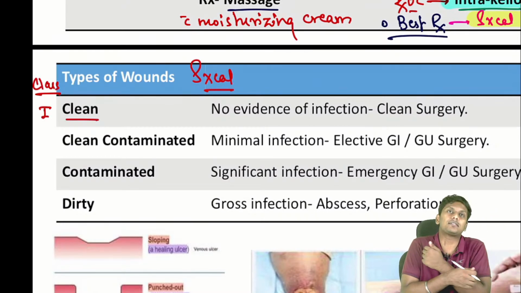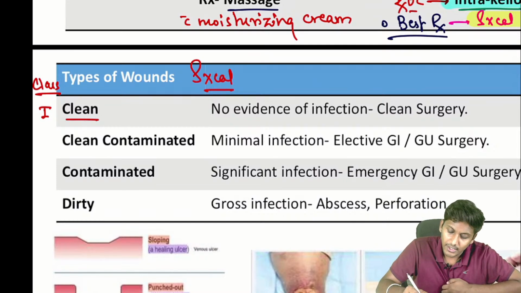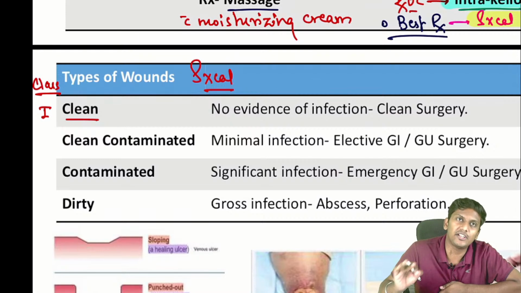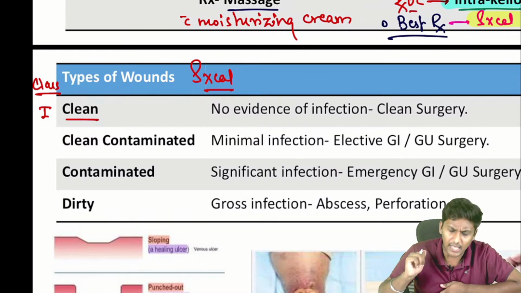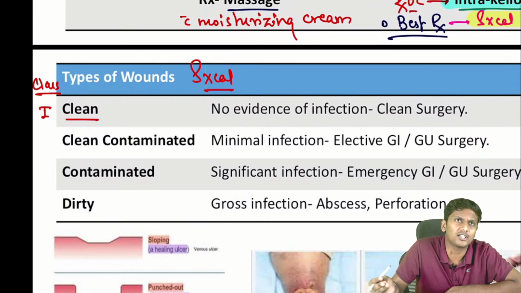Class 1 wound is considered as a clean wound. Yes, class 1 wound will be considered as a clean wound. In class 1 wound, there is no evidence of infection. कोई infection नहीं है. Okay, absolutely it is normal surgery. It is a routine surgery, something like a hernioplasty, for example. Okay.